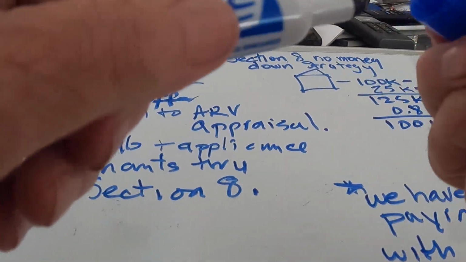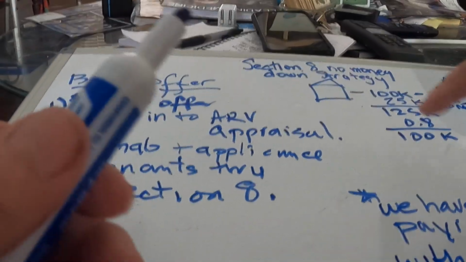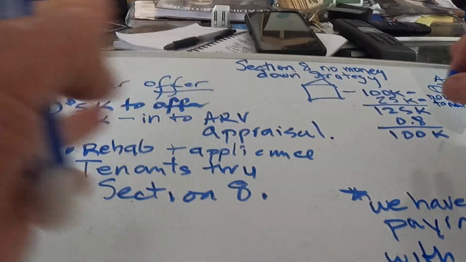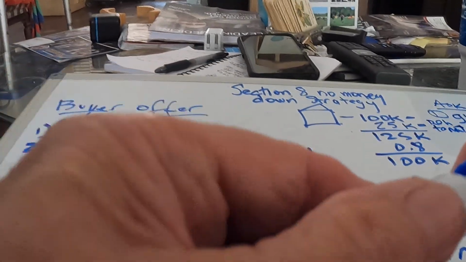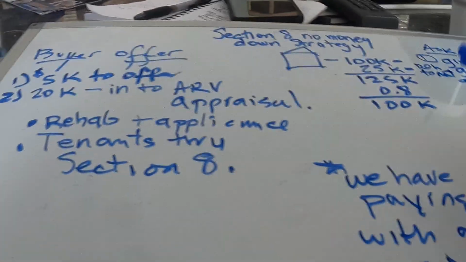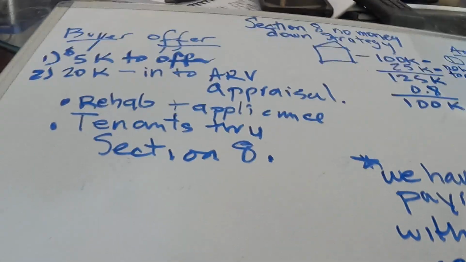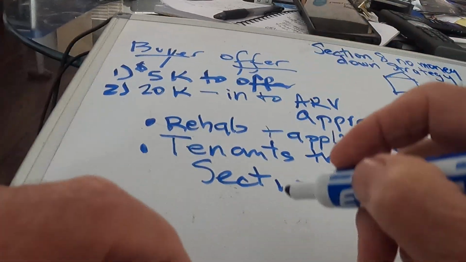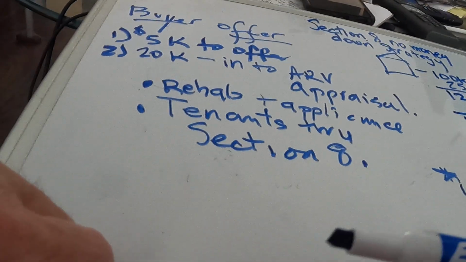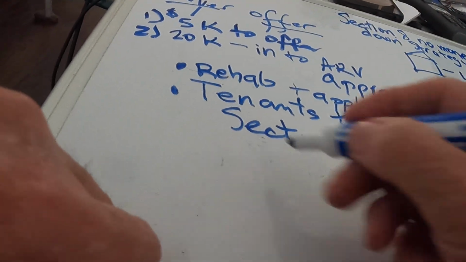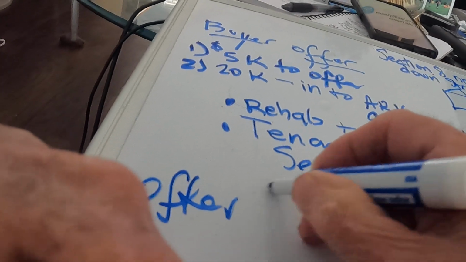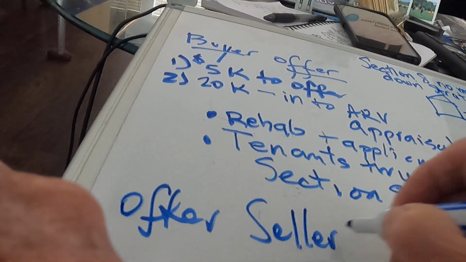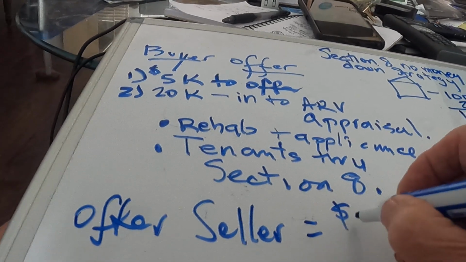I don't know if we've ever really tried to do it, but if we could get them, when we make our offers and everything, to consider this, then we would basically be able to increase the price by that. So our offer price to the seller would not be 100. It would be 105. Offer to seller is equal to 105K.